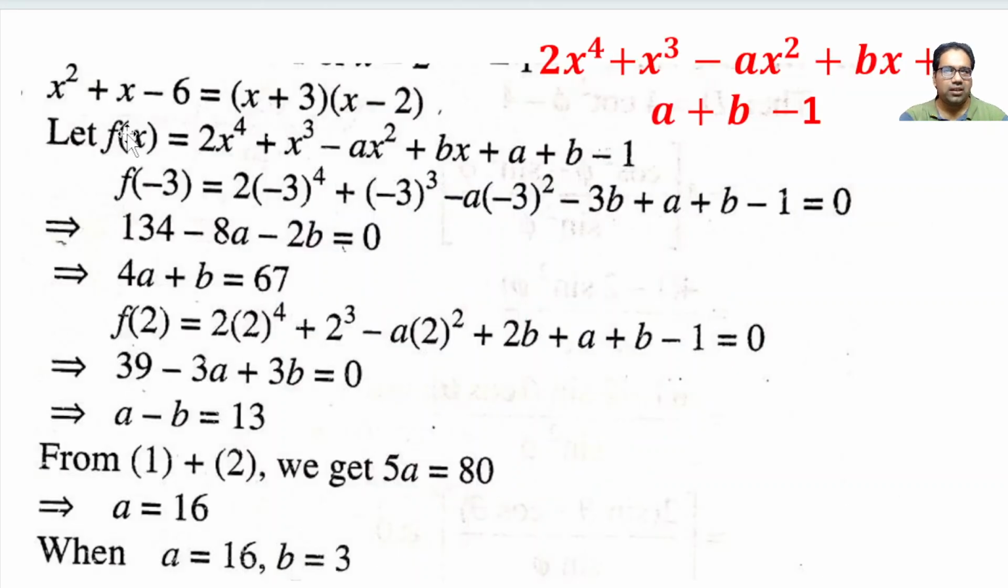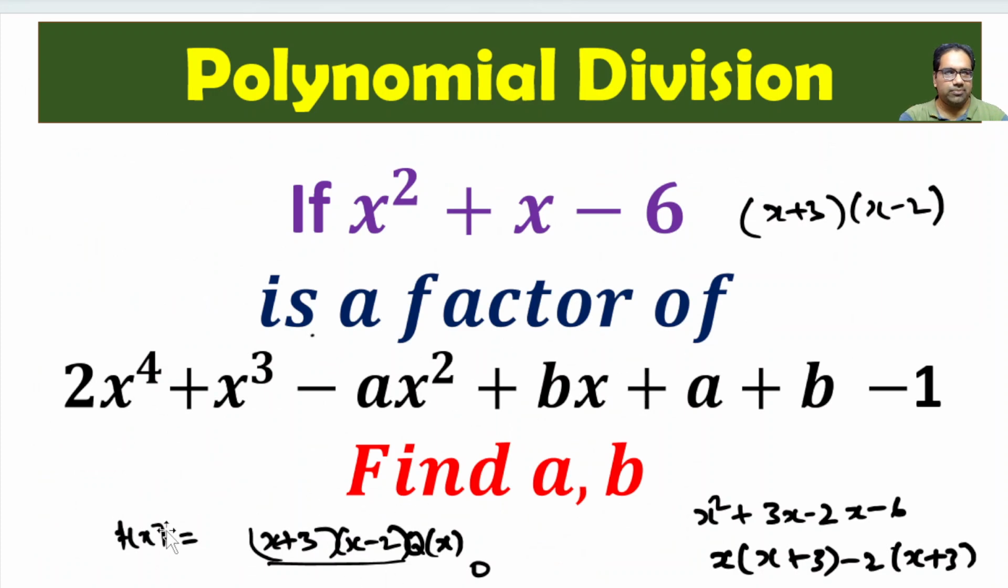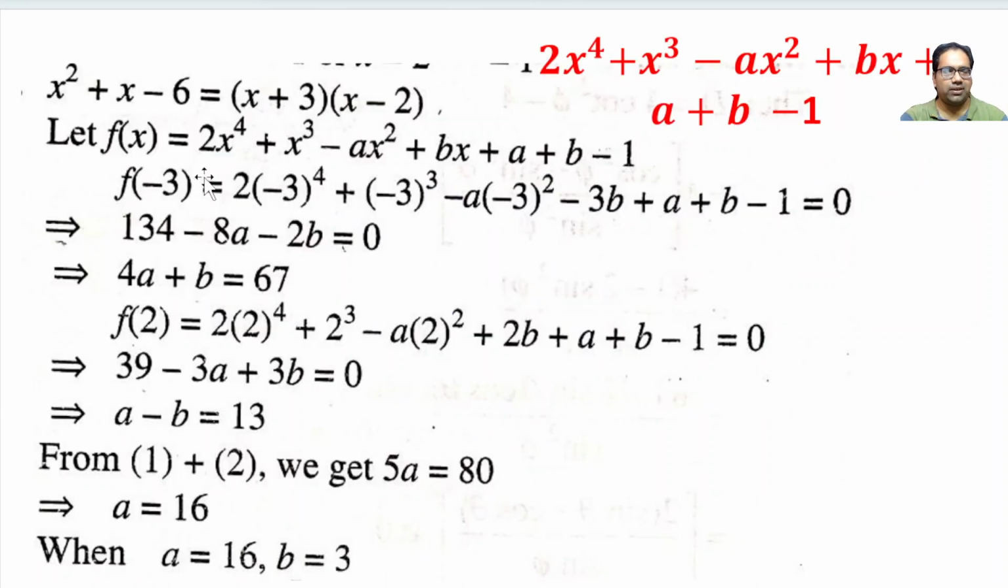Let's do that. When x equals minus 3, this entire thing will become 0. That means f of minus 3 should be 0. f of minus 3 is 2 into minus 3 to the power 4 plus minus 3 cubed minus a into minus 3 squared minus b into minus 3, which is minus 3b, plus a plus b minus 1. If you simplify this, this becomes 134 minus 8a minus 2b equals 0. We can cancel 2 in all three places. We will get 4a plus b equals 67.